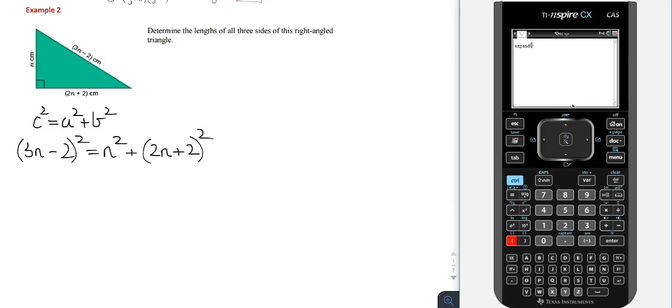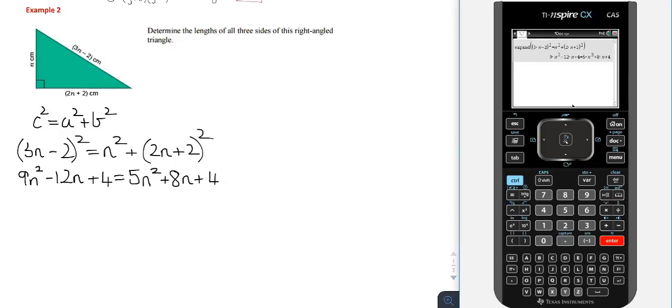You are going to have to expand all of that and simplify it. I'm just going to use the calculator, but yeah, you can use a distributive property and expand it. But using the expand function, our calculator will save us some time. So we get out 9n squared minus 12n plus 4 is equal to 5n squared plus 8n plus 4.